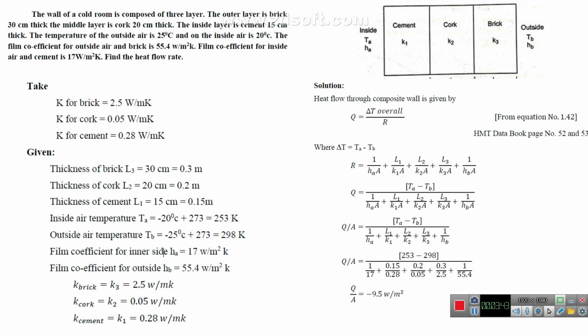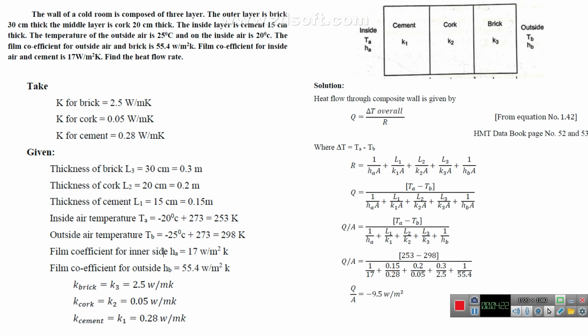The film coefficient for the outside and inside is given. The film coefficient, the heat transfer coefficient, is the H value. The outside H value is 55.4 watt per meter square Kelvin, and the inside heat transfer coefficient is 17 watt per meter square Kelvin. So finally, we are going to find the value of the heat transfer area. Okay. So these are the values given for our problem.